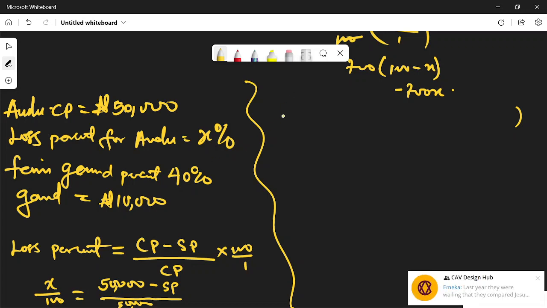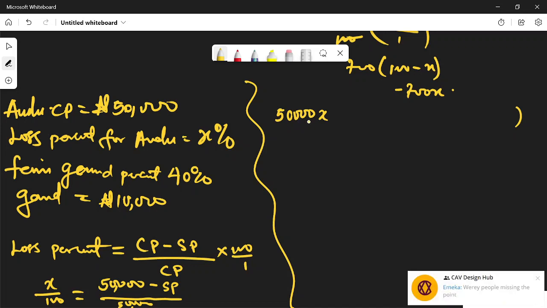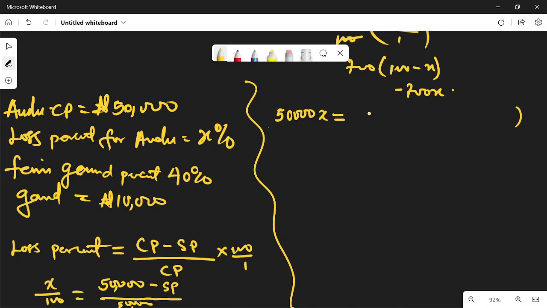So cross multiply, we are going to have 50,000 X equal to 100 into bracket 50,000 minus the selling price. I see this now. So divide those by 100.